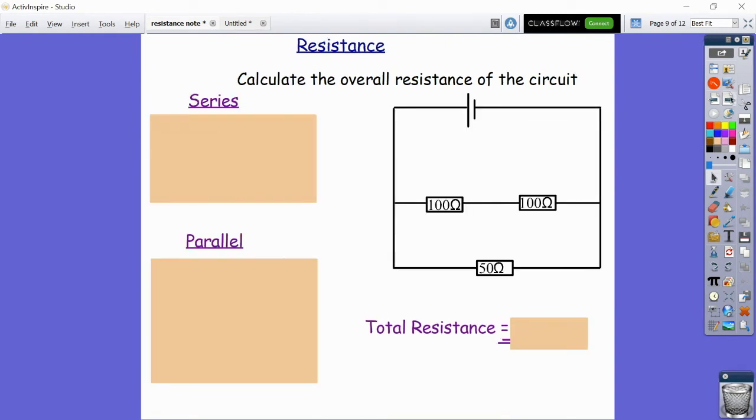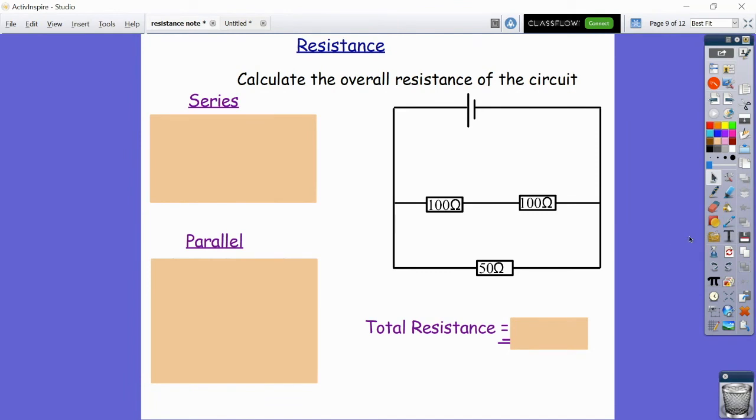Okay, we're going to do 2 more of these. So this one here, again, we've got some things in series, some things in parallel. Now think about what the current's having to do. On this top branch, it goes through 100 and goes through another 100. That means they're in series with each other. And collectively, they are in parallel with the 50 ohm resistor.